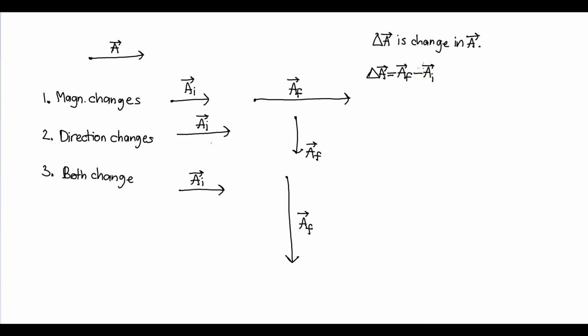Okay, and that means if you just use some algebra, it means that the final vector should equal the initial vector plus the change, delta A. And this is important once we start getting into motion and other places where vectors might change over time.